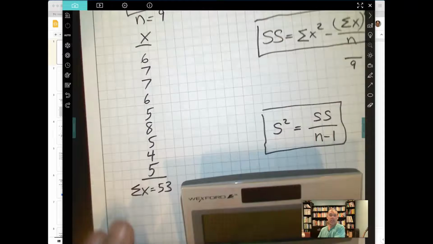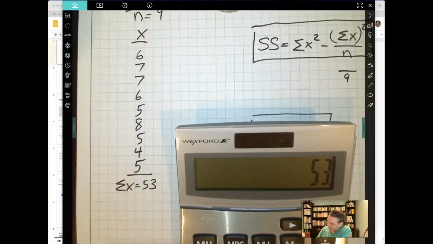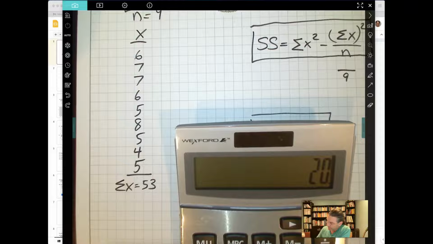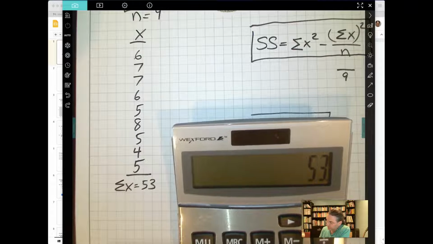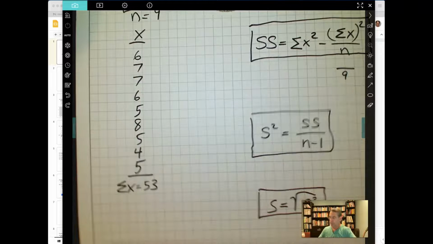Now I'm going to double check that by doing it again. 6 plus 7 plus 7 plus 6 plus 5 plus 8 plus 5 plus 4 plus 5. 53. Okay, feeling pretty good.